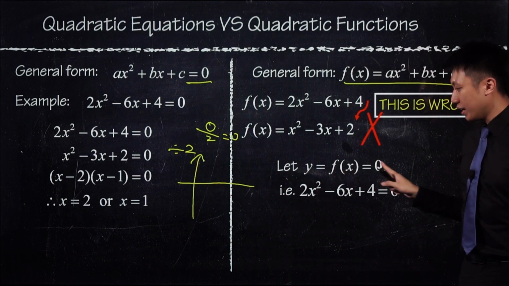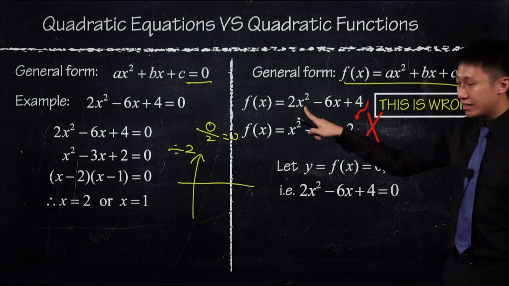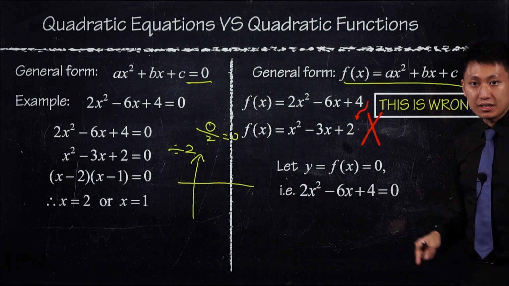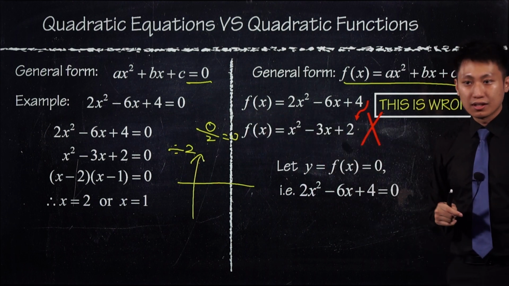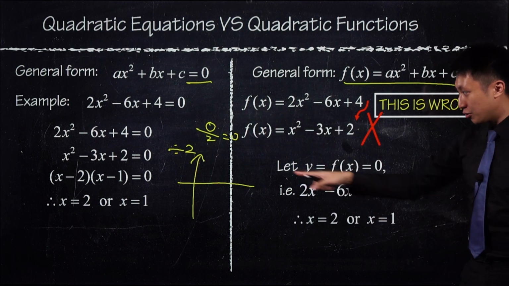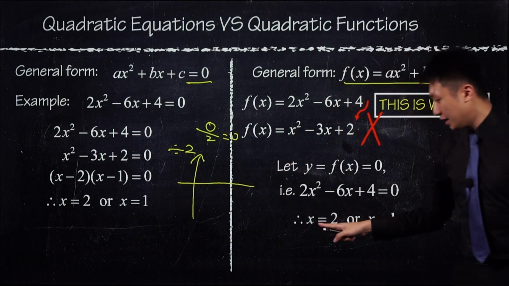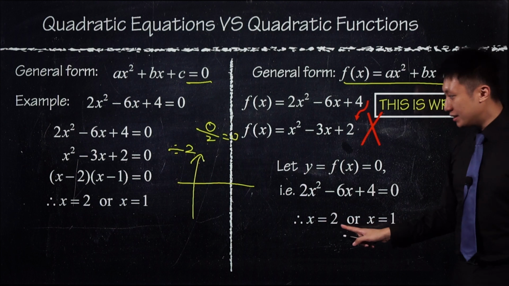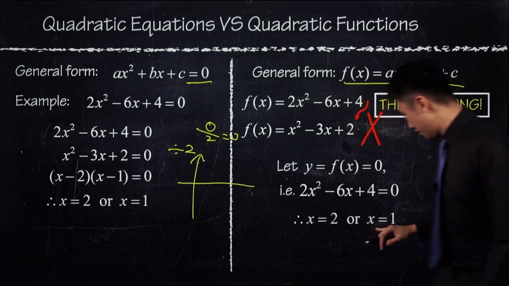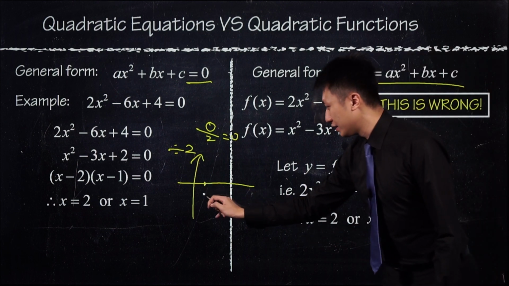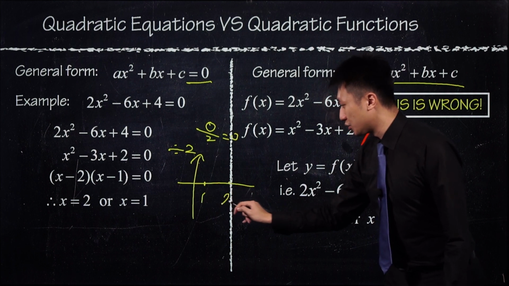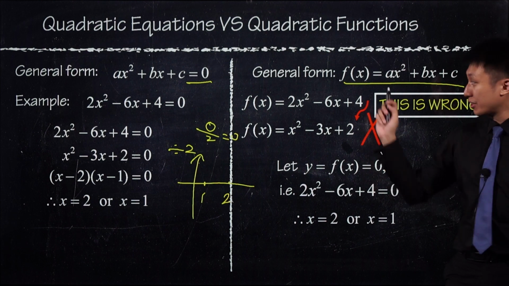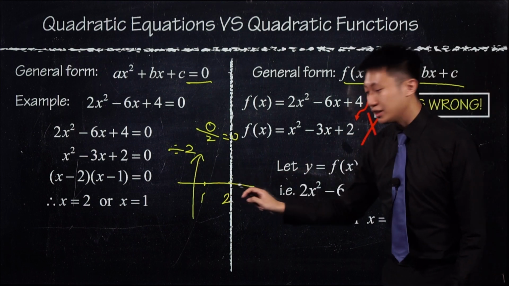If you let y equal 0, meaning you let this one equal 0, you are solving for this one, which is a quadratic equation. Then you solve for it, and you see from here the answer is x equals 2 or x equals 1. What does it mean? It appears here, 1 and 2. So 1 here, 2 here. It means the graph of this quadratic function will pass through these 2 points.